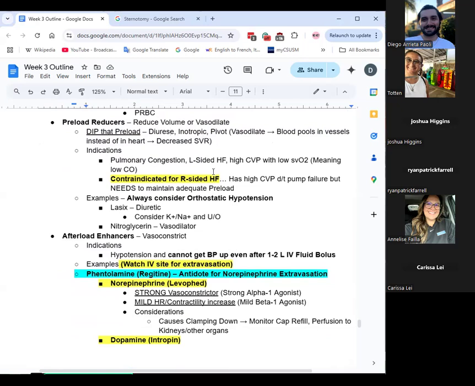Instead of the 3Ps, I did dip, tap: preload, diurese, inotropic, and pivot, or move the blood somewhere. It made more sense to me, but do whatever works best for you.